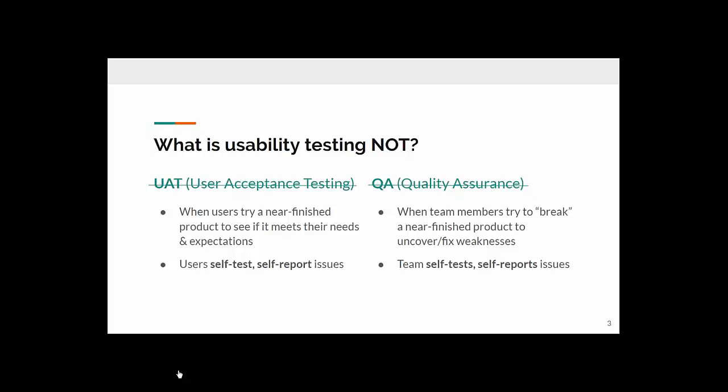Another approach is quality assurance testing. This is a little bit more directed at actually trying to break whatever it is that you're making. It's typically done by a development team, but it can also be done by stakeholders. And again, those folks are going to be self-testing and self-reporting to you what they find.